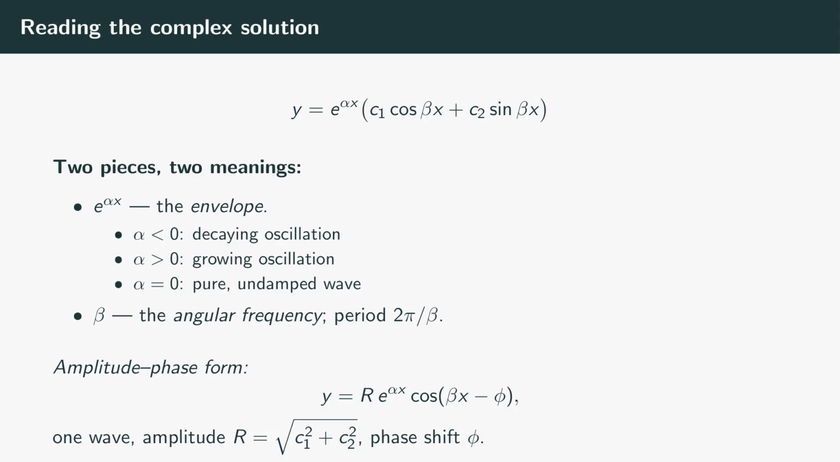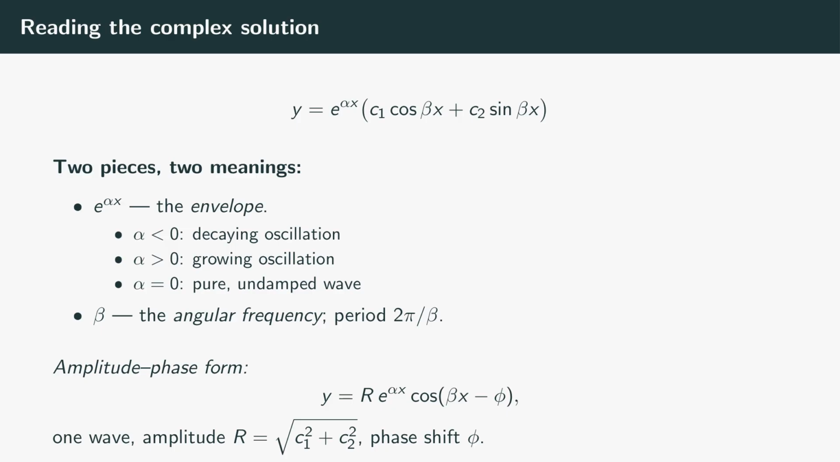Look at what this solution actually does. It splits into two pieces with two jobs. The exponential factor, e to the alpha x, is an envelope. It controls how the amplitude changes over time. If alpha is negative, the envelope shrinks, and you get a decaying oscillation, a struck bell fading to silence, a shock absorber settling. If alpha is positive, the envelope grows, and the oscillation runs away. If alpha is exactly 0, the envelope is constant, and you get a pure, undamped wave that rings forever.